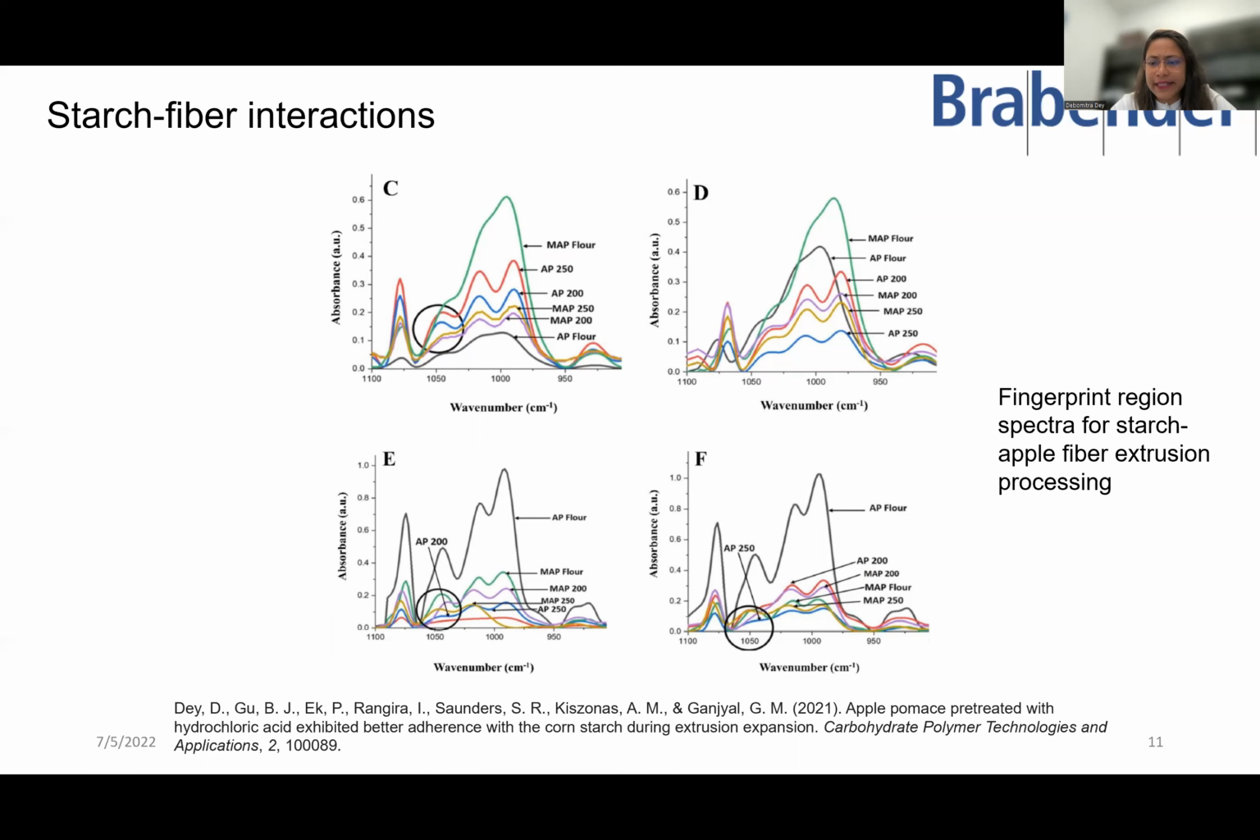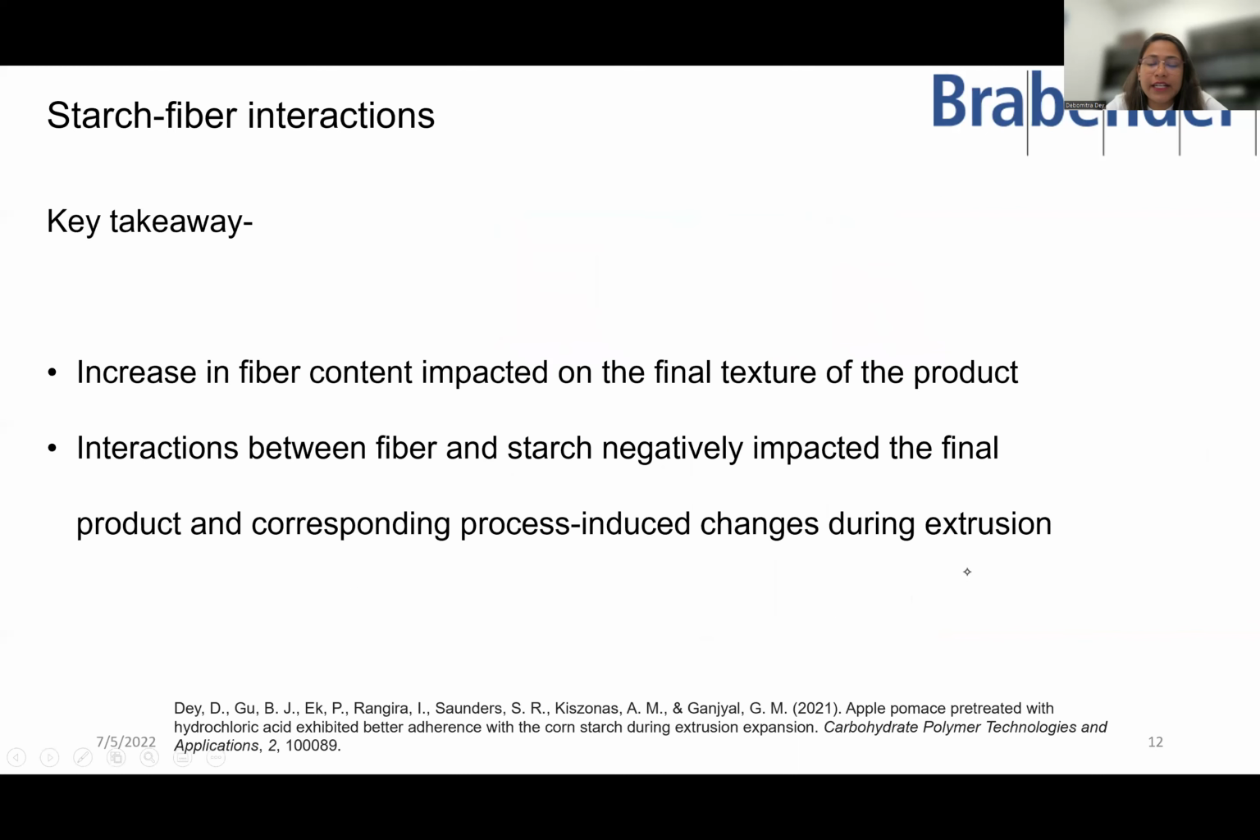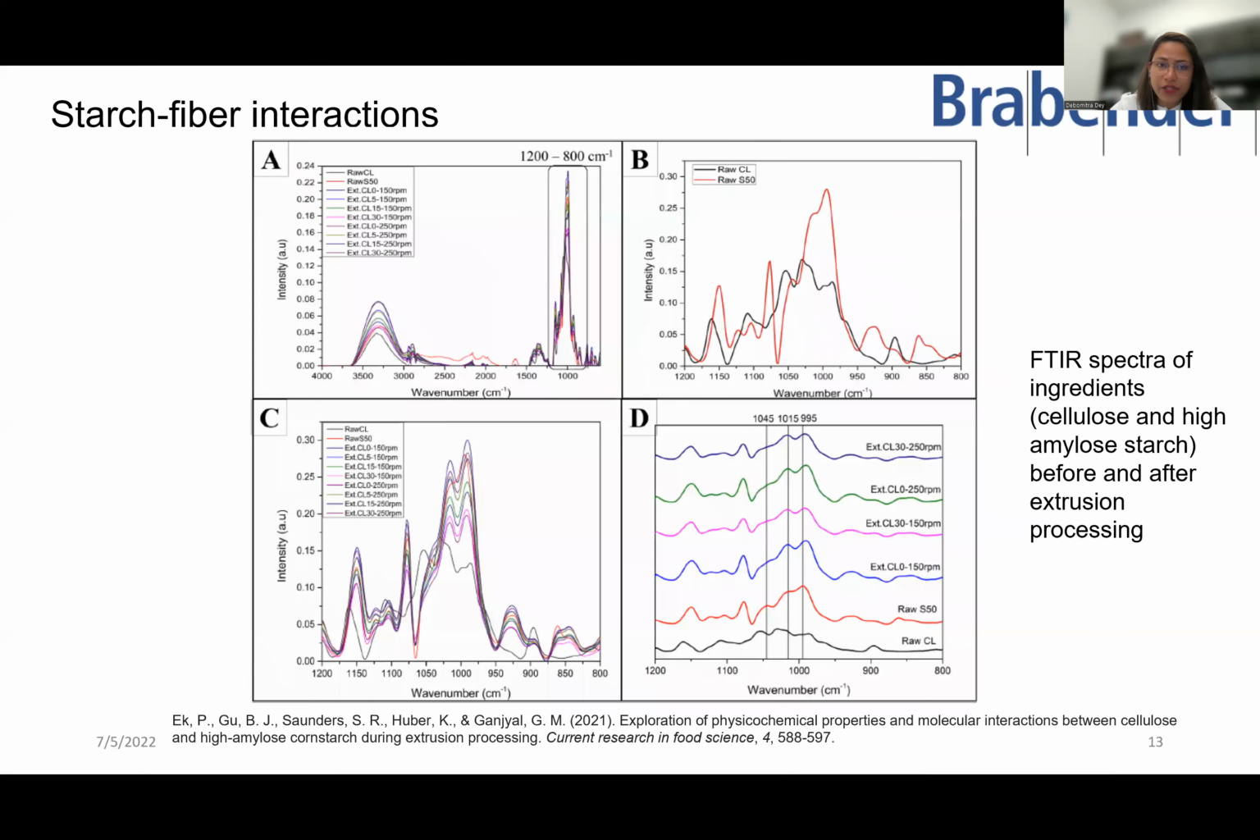Basically, there are some key takeaways from this particular study. The authors mentioned that the increase in fiber content impacted the final texture of the product, and the interaction between starch and fiber negatively impacted the final product and the corresponding process-induced changes during extrusion processing. And this brings us to the second study.